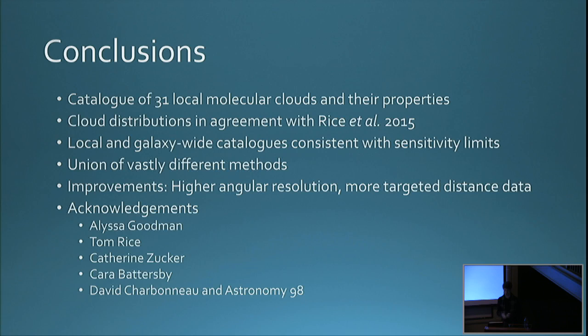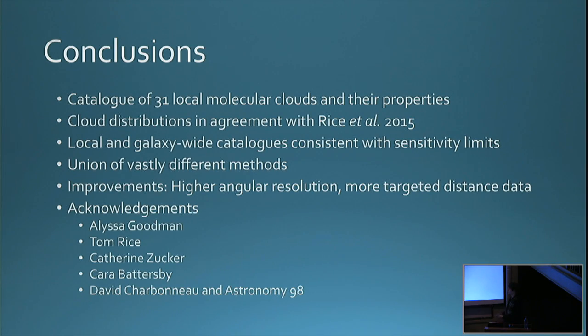So, some of the conclusions. We have a catalog here of 31 local molecular clouds and their properties. The cloud distributions are in agreement with the Rice et al. 2015 catalog. The local and galaxy-wide catalogs are consistent with sensitivity limits. And so, because these two catalogs are in agreement, it's a union of vastly different methods of determining distances to these clouds and therefore their properties.